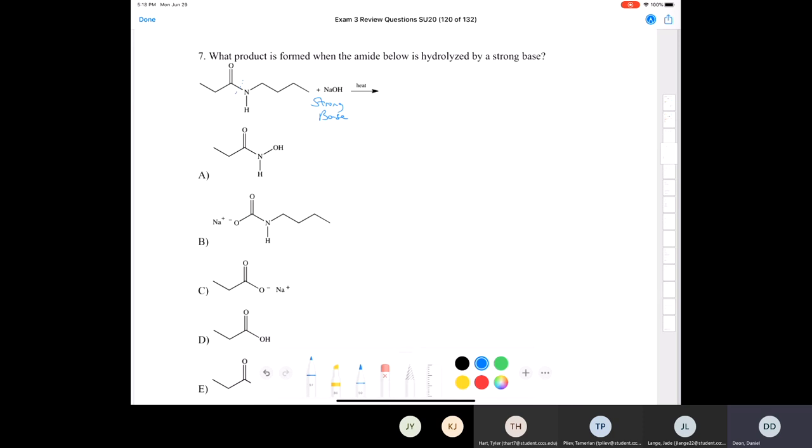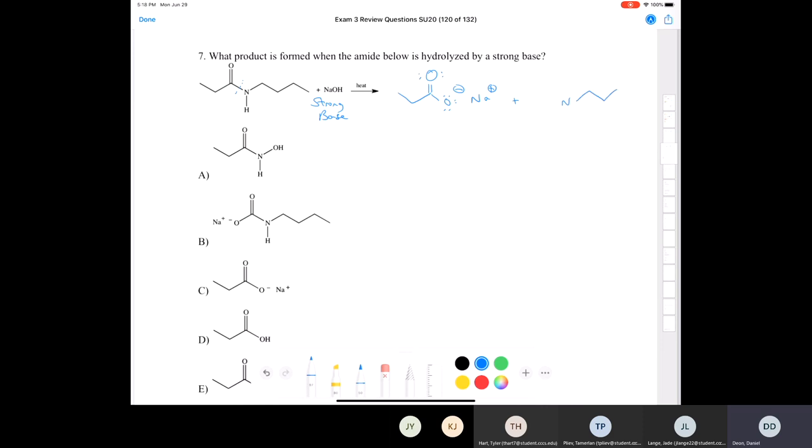Now remember, when we hydrolyze esters and amides in acid, we end up with a carboxylic acid. But if we hydrolyze an ester or an amide in base, we are not going to end up with a carboxylic acid. We are going to end up with a carboxylate, which looks something like this. So we would end up with that. Of course, sodium would be the cation in this case. And then we're also going to be left over with the amine.